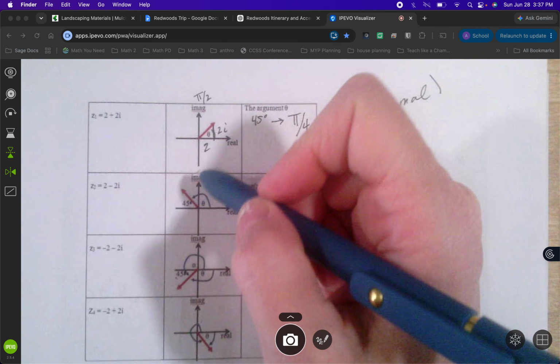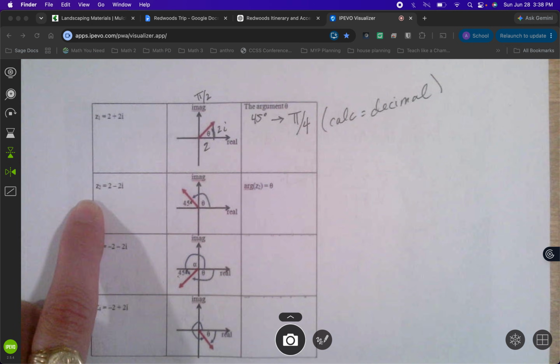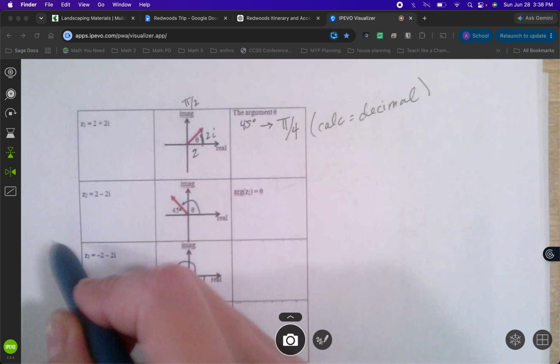So this one over here, 2 and then negative 2i. I don't think that diagram actually goes with that. I think they're flip-flopped here. 2 and negative 2i.